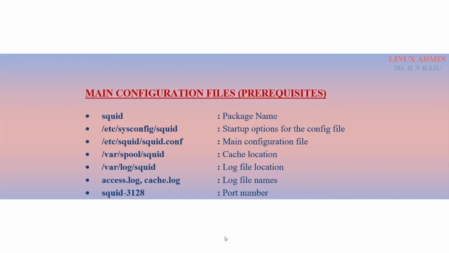You can write the rules under the main configuration file, sharing the internet is under the main configuration file, and the caching server is also under the main configuration file. All main settings are under /etc/squid/squid.conf. And /var/spool/squid is the cache location. And /var/log/squid is the log file location. Under the log files, access.log and cache.log are the two log files. And the squid port number is 3128. So these are the main settings and main configuration files.